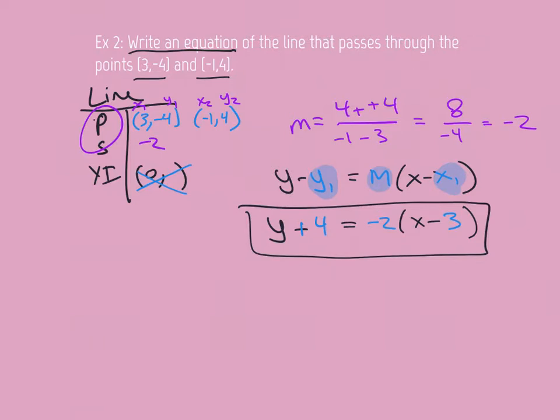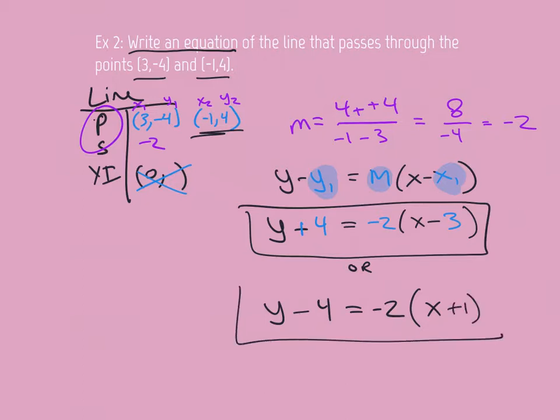I could have used the other point. It doesn't matter which point you use, so there's really two answers we could do here. If I use the other point, negative 1, 4, I would get the equation y minus 4 equals, slope is still negative 2, times x minus negative 1, so plus 1. Either of those is a correct answer.